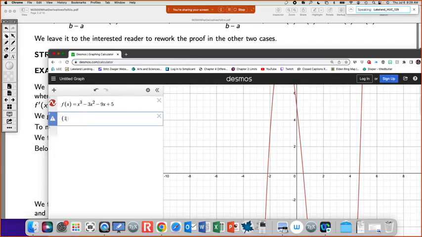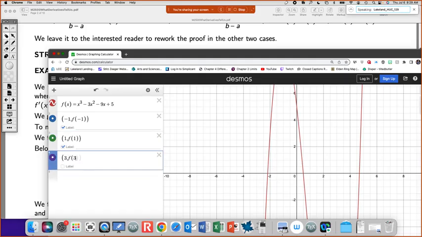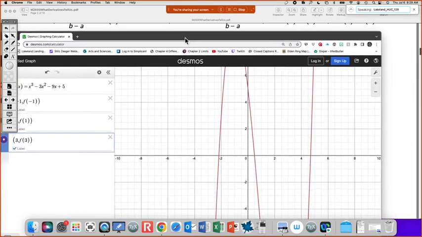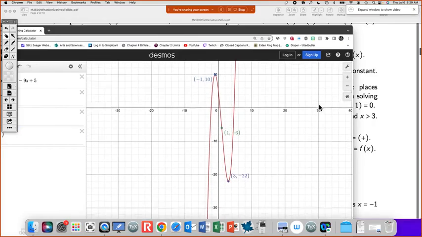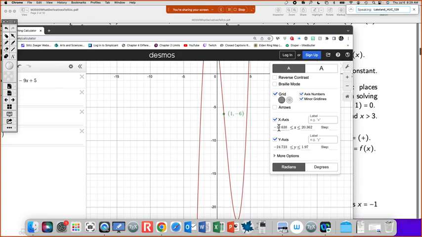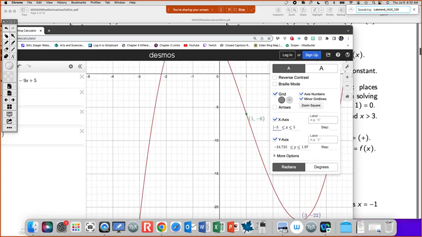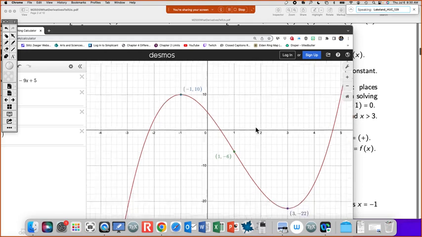Let's plug in our numbers. -1 was a point to have. 1 was a point that was important, and we had something at 3. Okay, and there it is. So I guess if we wanted to be a little, let's go maybe -5 to 5. We don't need that much that way, and then for the y, maybe -25 to 25. Should be able to capture all our stuff that we got.